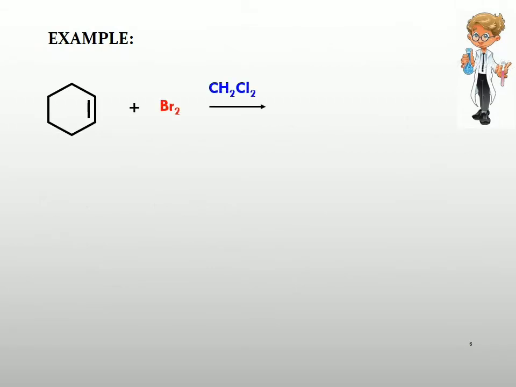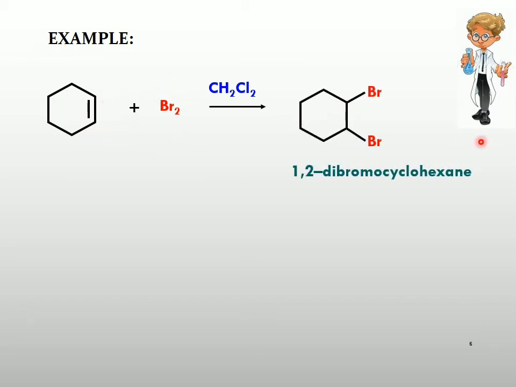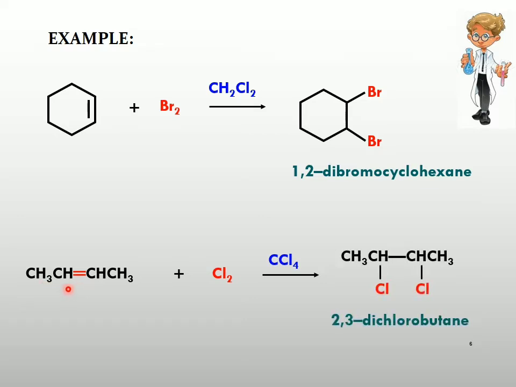So the carbon-carbon double bond is the reactive site of the alkene. So the reaction will always happen at the carbon-carbon double bond, where the pi bond opens up and then 2 Br are added. So I will get 1,2-dibromocyclohexane. And for this reaction, both the Cl atoms are added to the carbon-carbon double bond. So the product will be 2,3-dichlorobutane.